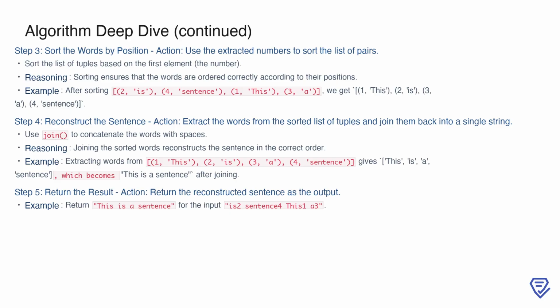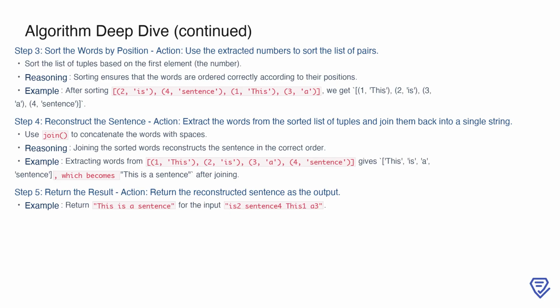For instance, you can use the isdigit method or a regular expression to locate and extract the numbers. These numbers represent the positions of the words in the reconstructed sentence. By creating pairs of numbers and words, we can organize the sentence logically. For example, the list "is2", "sentence4", "This1", "a3" transforms into (2, is), (4, sentence), (1, This), (3, a). With these pairs, the next logical step is to sort them.